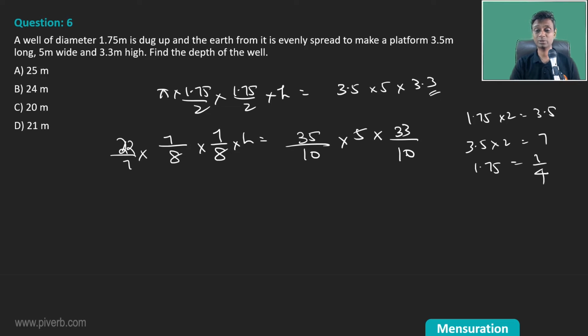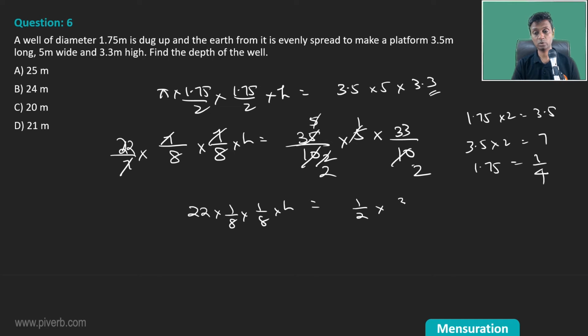I don't want to deal with decimals, so I'll create a denominator. And 1.75 by 2, I'm calling it as 7 by 8. 22 by 7, 7 gets cancelled. 5 by 10, 1, it becomes 2. 35 by 7, this is again 5. The 5 gets knocked off. Sorry, this again to give us 2. So we have 22 into 1 by 8 into 1 by 8 into h is 1 by 2 into 33 by 2.